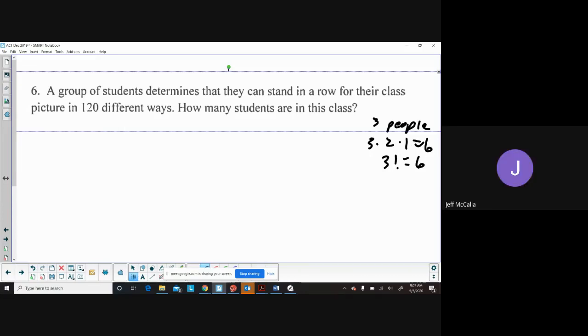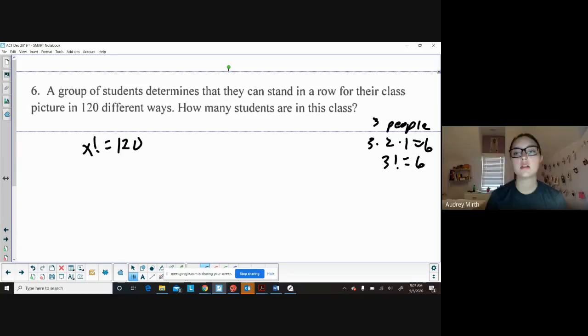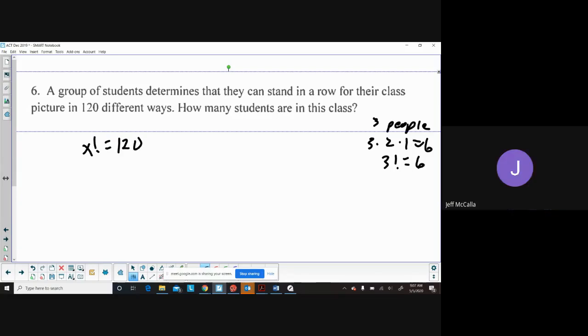In other words, this question is basically saying how many students are in the class? X factorial equals 120. Does that kind of make sense? Okay. Now, we don't have a way algebraically.